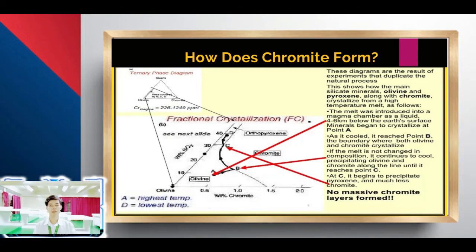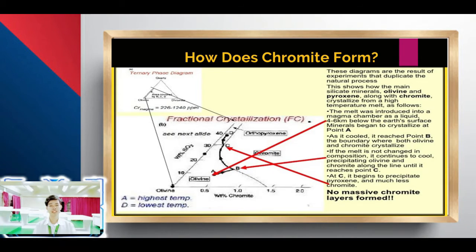Next, as it cooled, it reached point B, the boundary where both olivine and chromite crystallize. If the melt is not changed in composition, it continues to cool, precipitating olivine and chromite along the line until it reaches point C. At C, it begins to precipitate pyroxene and much less chromite. Take note, in the diagram, there are no massive chromite layers formed.